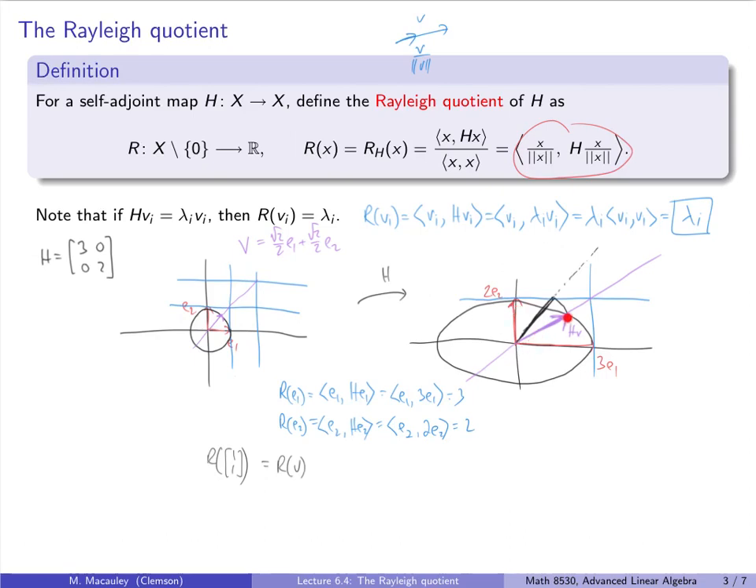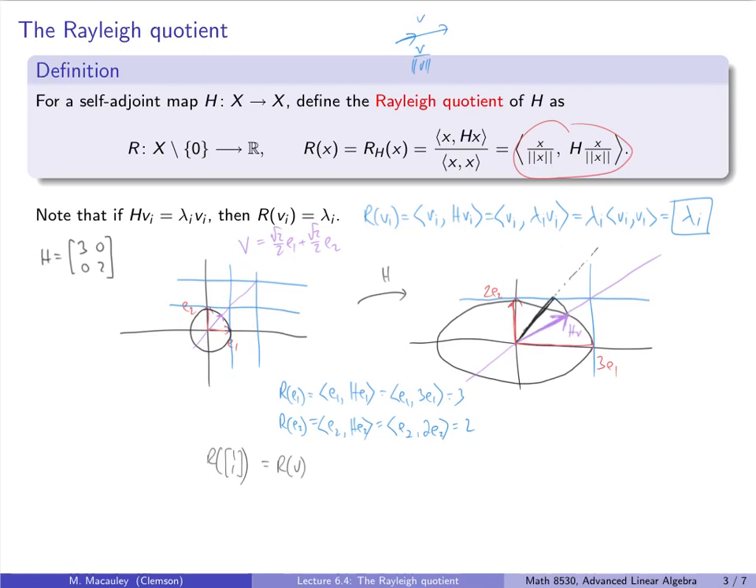We just project it onto a different line because it's not an eigenvector. So it makes sense that HV, or I should say the Rayleigh quotient of V, is going to be between 2 and 3, because this scaling factor is going to be strictly less than 3, but also strictly bigger than 2. And let's check that.